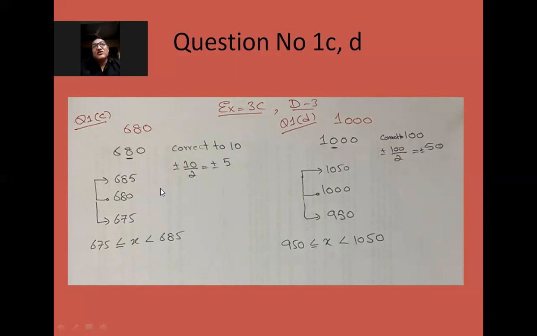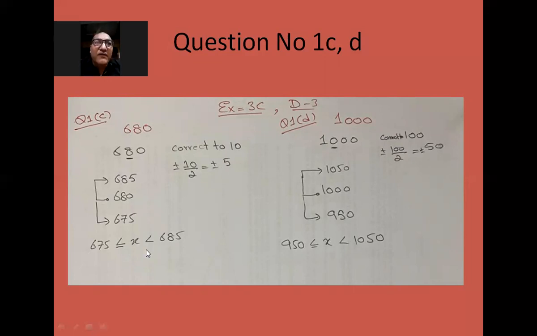So whatever this is correct to, you divide that by 2 and you write it with a plus minus sign. So 10 divided by 2 will be 5, plus minus 5. So what you do, you take this number, you add it to your main measurement, you will get the upper bound. You subtract it from your main measurement, you get the lower bound. Your main measurement is 680. If you add 5 to 680, you get 685. That's the upper bound. From 680, if you subtract 5, you get 675, and that will be your lower bound.